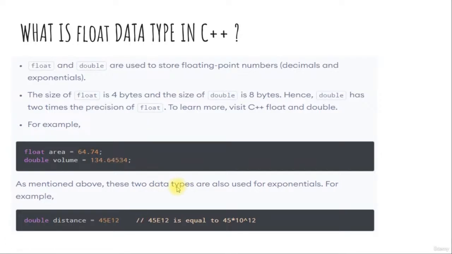We can also use these two data types for exponentials. I'll show you one more example of how to use them for exponentials. So here, as you can see, double distance is equals to 45e12. We write the value that we want to store into that distance variable. So 45e12 is basically 45 into 10 to the power 12. So e is used as an exponential symbol. So this basically means 45 into 10 to the power 12. This is the mathematical meaning of the statement written over here.